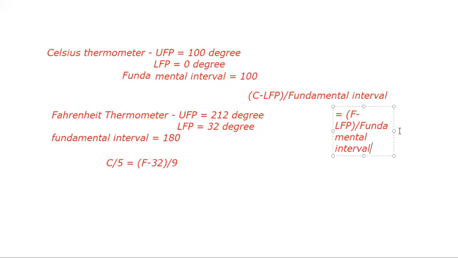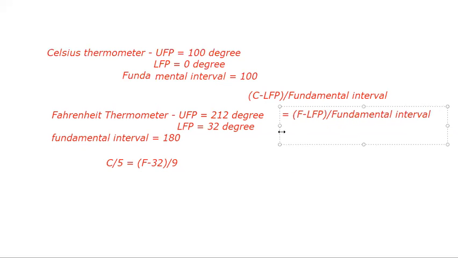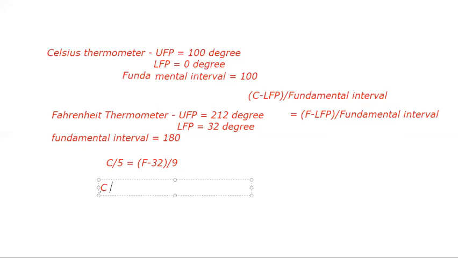So what do we get? C minus 0, because 0 is the lower fixed point in Celsius scale, divided by 100, is equal to F minus 32, the lower fixed point of Fahrenheit scale, divided by 180. So this is how this formula is derived.